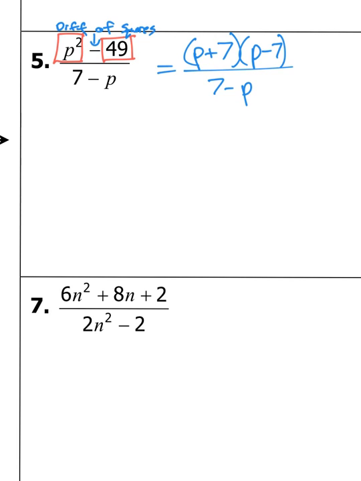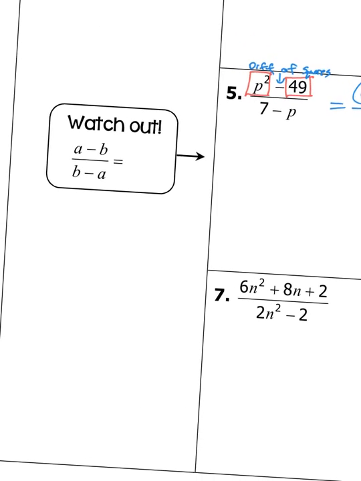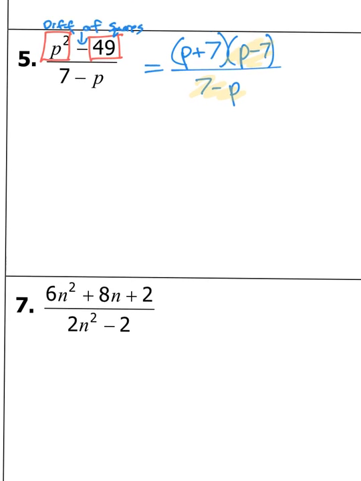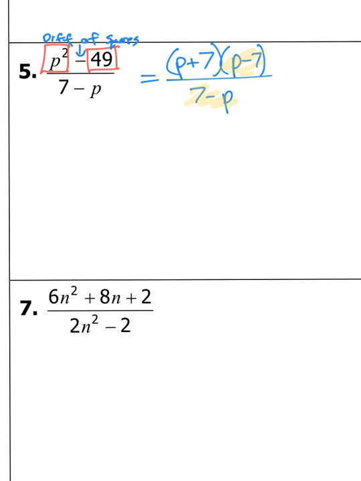So you might be saying to yourself, oh, wait a second. I have p minus 7 and 7 minus p. So you can cancel it out. However, and one of the things that they have over here where it says watch out, when you're canceling 2 things, you got to be careful of the order, okay? Addition, order doesn't really matter, okay, but subtraction, it does.